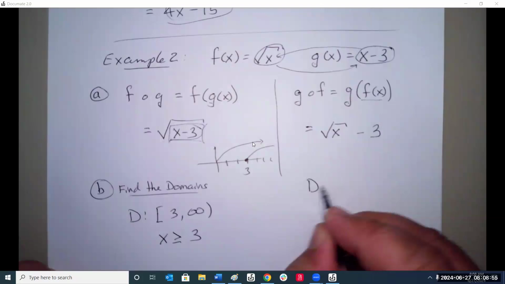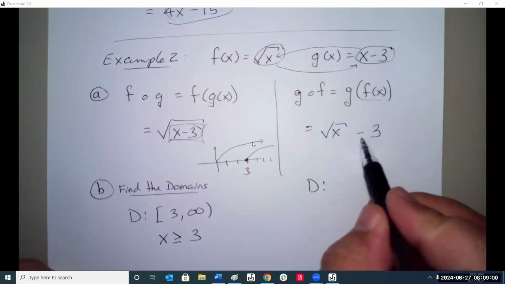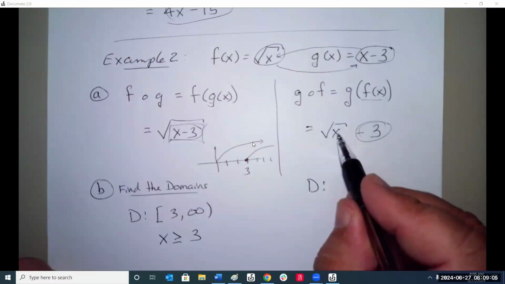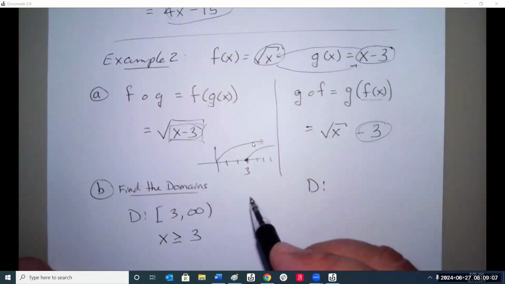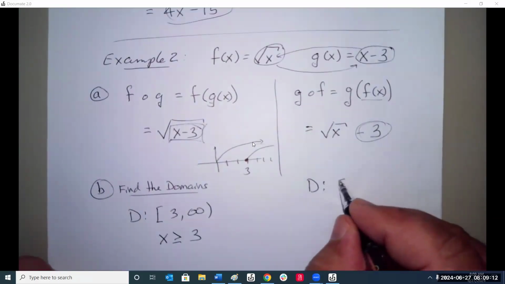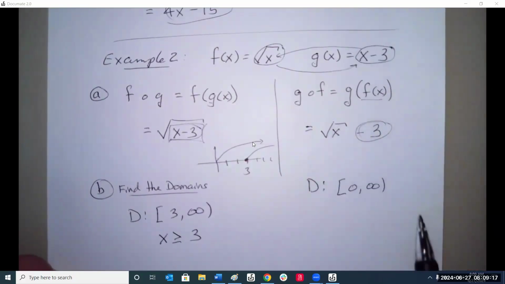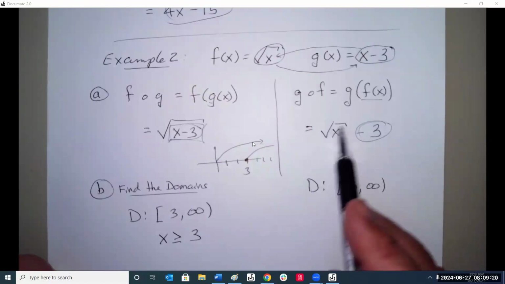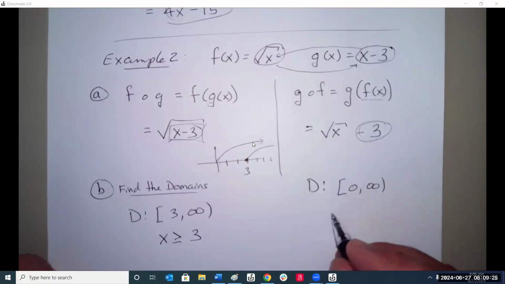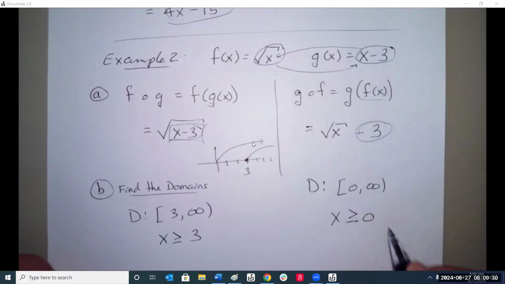The domain of the second equation, square root of x minus 3, this just means it's a vertical shift. The graph is still a square root, and it goes down 3. So the domain is still from 0 to infinity, because that's the only x we have. So what's the domain of that function? It's 0 to infinity, and you can include 0. So you can say that x is greater than or equal to 0.